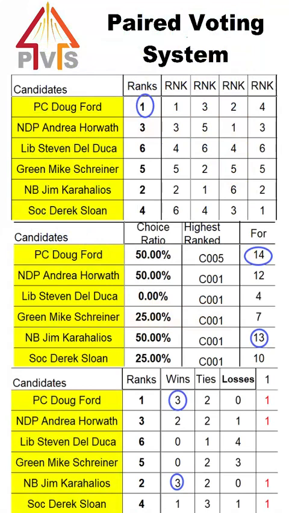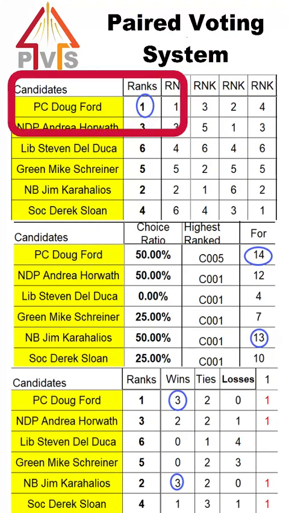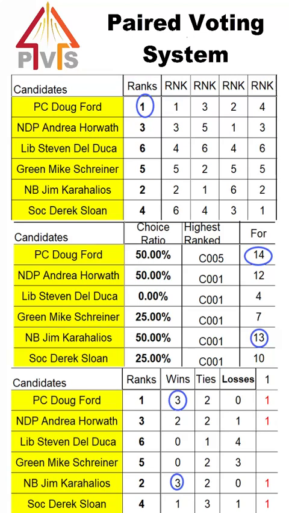PVS Paired Voting System Analysis. Ford was listed first in the list of candidates, and when the election results were finalized, he ended up with a number 1 rank. Karahalios came in second and Horvath was a close third.